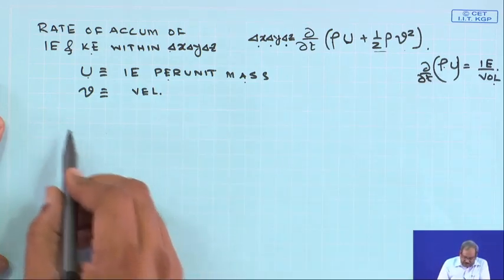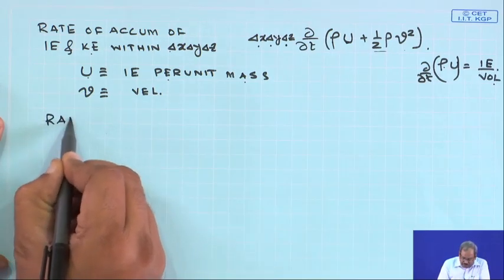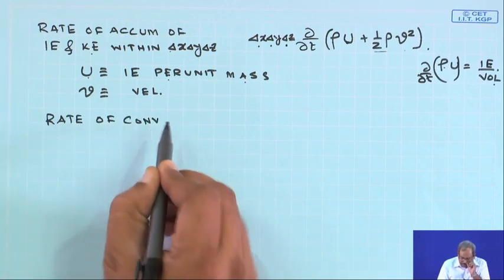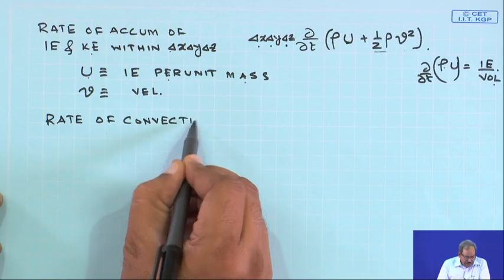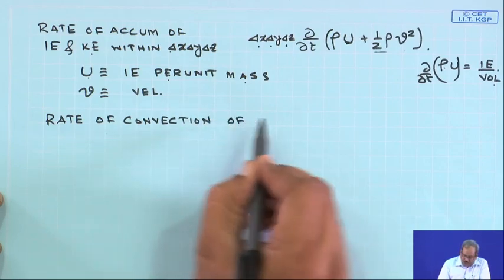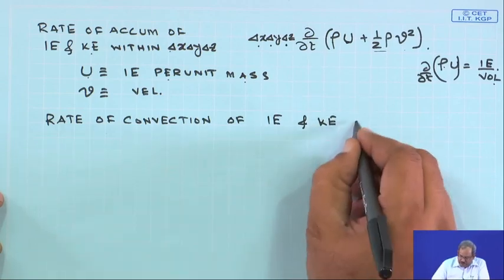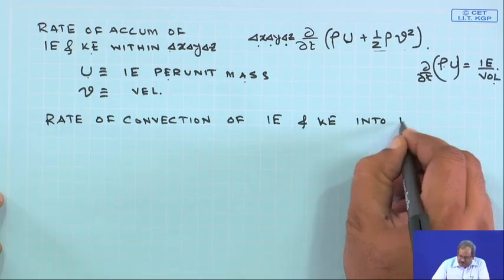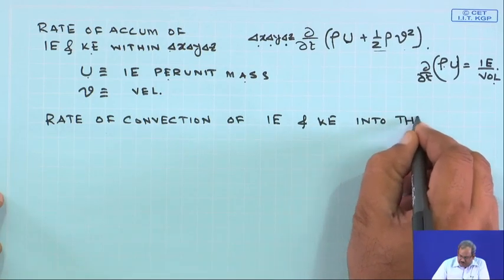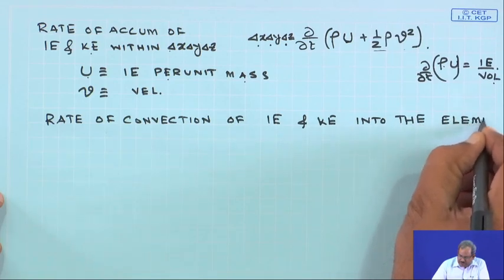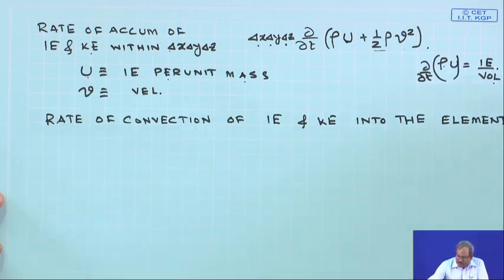The next one is I am going to write what would be the convection of internal energy and kinetic energy into the element, where the element has size del x, del y, del z. So, what is that going to be?